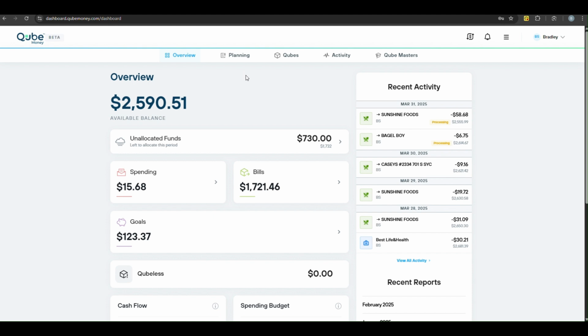And that way, once payday comes, even if the money hasn't landed in my Qube account yet, if it's still sitting over in my brick and mortar account, it's okay, because the money that I need for my bills is in the right place, and it will allocate it to the right areas.